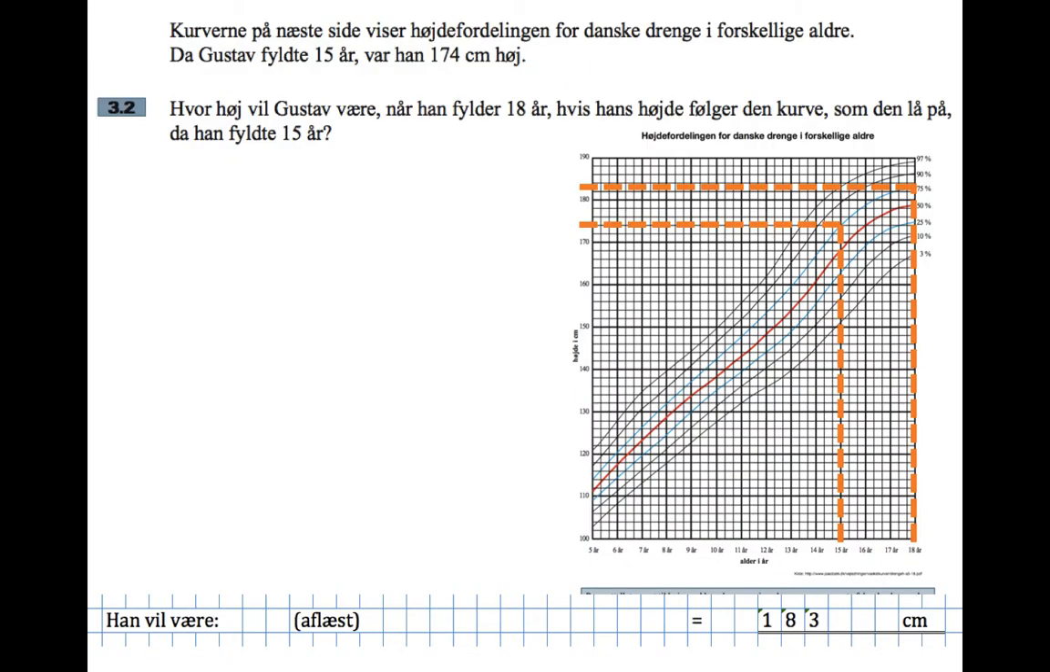So setting that out neatly, hopefully the graph will be on a separate answer sheet that you can just hand in, and then put these marks on to show how you're reading things off. And then on the main answer sheet, you can just say he will be, and write that you've read it off, 183 centimeters. But obviously it's important, if you're handing in that graph as well, that it's neat and easy to see what you've done and how you've obtained 183 centimeters from the graph.